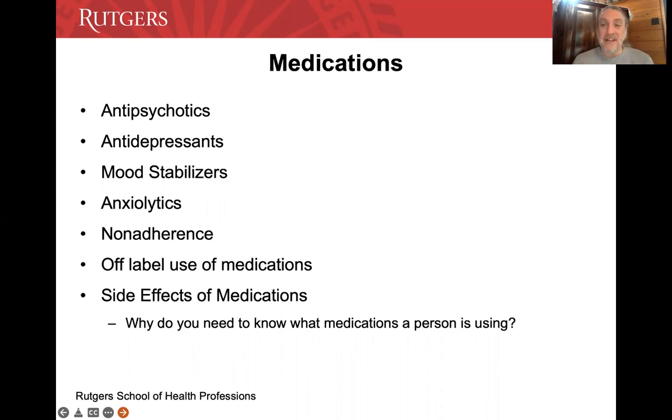So there are antipsychotics. These are the medications that are to reduce psychotic symptoms like the hallucinations, the voices, and the delusions, the false beliefs we were talking about before. There are antidepressants whose job it is to help people feel less depressed. There are mood stabilizers. Those are for bipolar disorder to keep those moods from swinging up and swinging down.